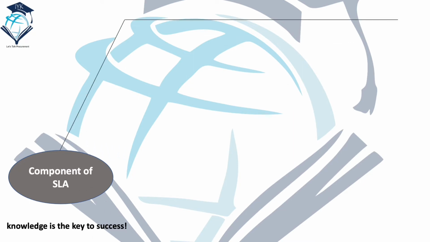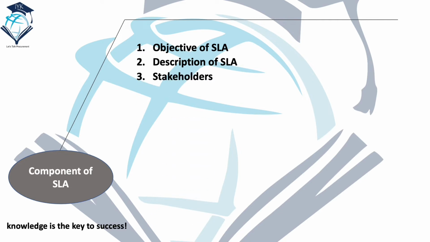It contains the objective of the SLA. What is the purpose of this service agreement? Why are we going to make an agreement? What is required from the suppliers? So they make a clear objective, so that if there is a dispute in the future, they can go back to the service agreement and discuss this point.